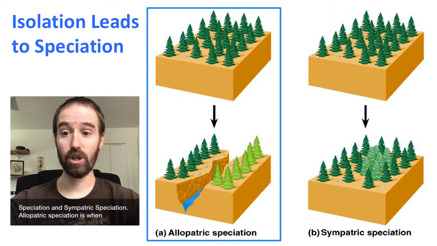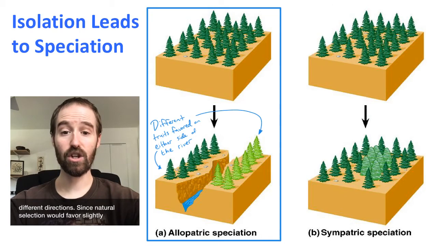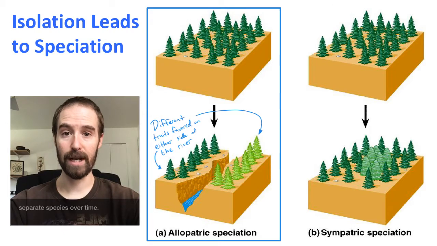Allopatric speciation is when speciation occurs due to a physical barrier that separates part of the population from the rest of the population. In this case, a river has divided our population of trees. Differences in environmental conditions on each side of the river, even very subtle differences, result in different selective pressures that push the evolutionary process in different directions. Since natural selection would favor slightly different traits and abilities in each of these environments, trees in these two environments would evolve differently and evolve to become separate species over time.